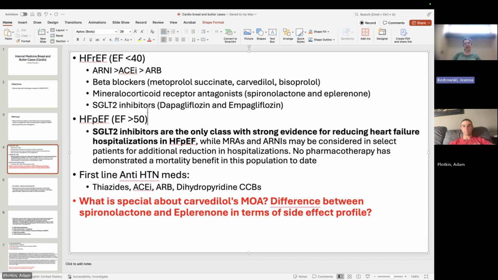I don't exactly remember what that does. Yeah, though. So the neprilysin is what breaks down your atrial natriuretic peptide and brain natriuretic peptide. Atrial natriuretic peptide is released from atrial stretch, BNP from ventricular stretch. Those do a lot of things.